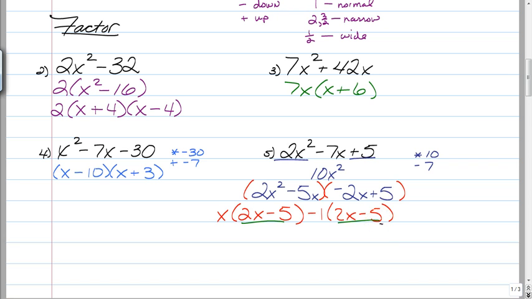Since the inside of the parentheses is 2x minus 5 for both of these, we're going to write 2x minus 5. And then we're going to take our leading coefficients, and we're going to put those together so we have an x and a negative 1. So we have x minus 1, and now you have factored. Now again, if you prefer guess and checking, that's totally fine. As long as you come up with the correct answer, I'm happy. Okay? So that's how you factor.